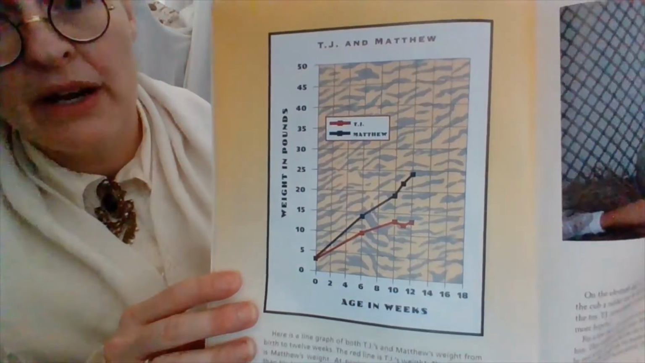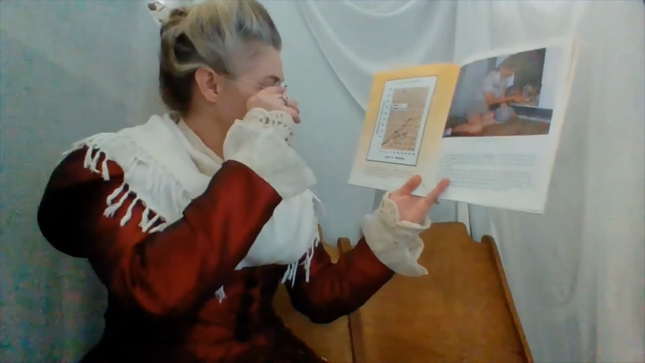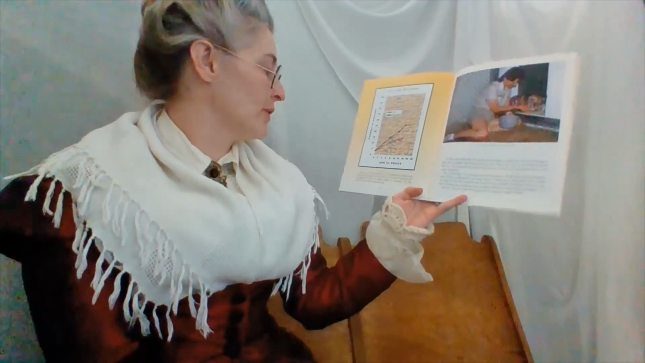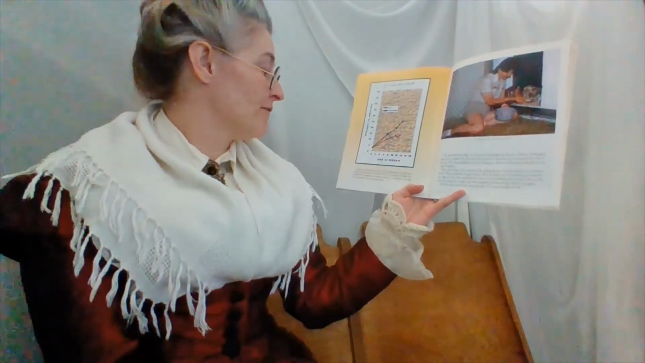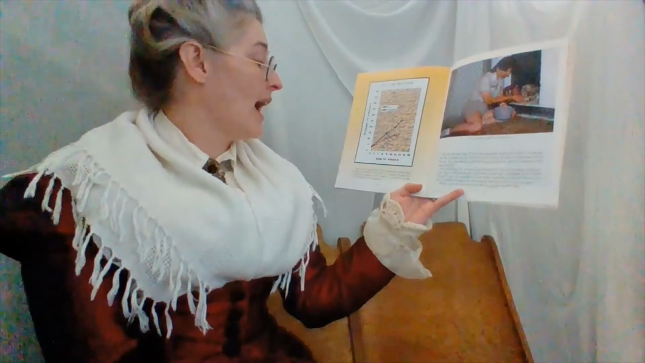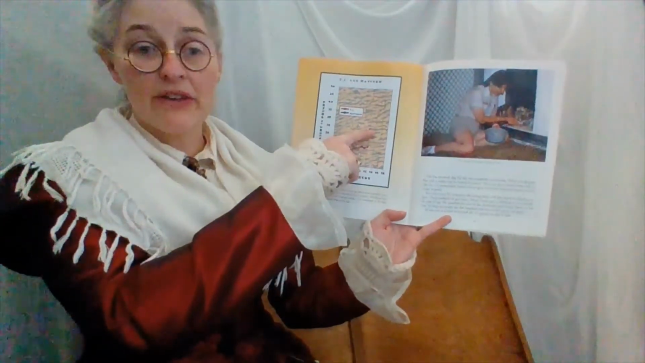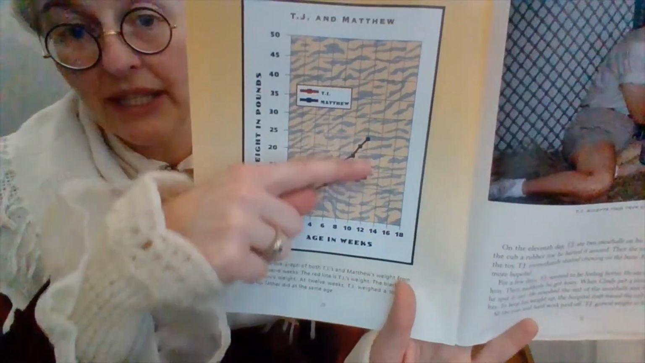So here we have another line graph comparing TJ and Matthew. Here is a line graph of both TJ's and Matthew's weight from birth to 12 weeks. The red line is TJ's weight. The black line is Matthew's weight. At 12 weeks, TJ weighed a lot less than his father did at the same age. So they're noticing the difference here.